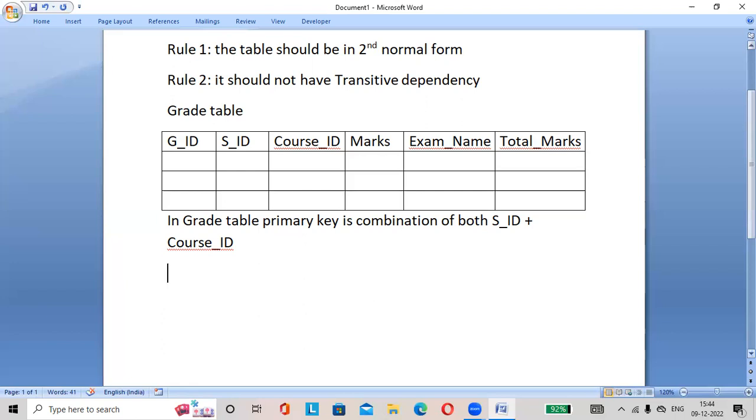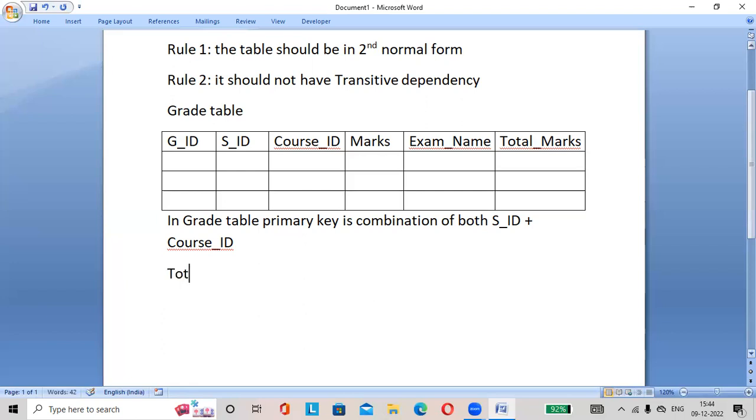Okay, exam depends on student. Here, exam name depends on student, and exam also depends on course. Yes or no? Whichever course we choose, on that the exam depends.